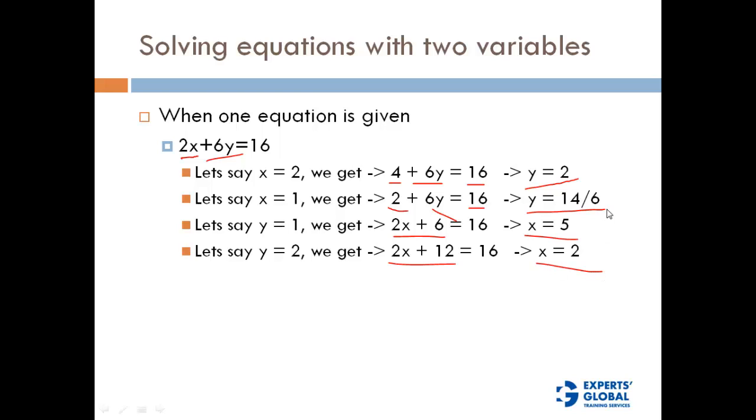So you will see that if you have two variables and only one equation, there are multiple solutions possible. We can have x is equal to 2, y is equal to 2, x is equal to 1, y is equal to 14 by 6, and infinite other solutions also. So there is no definite solution, and in such a situation we say that this is not solvable just by one equation. But if you have another equation, that's an interesting thing which we'll see in the next slide.